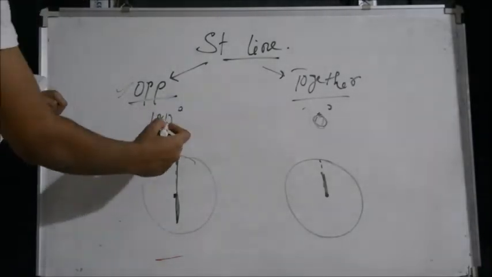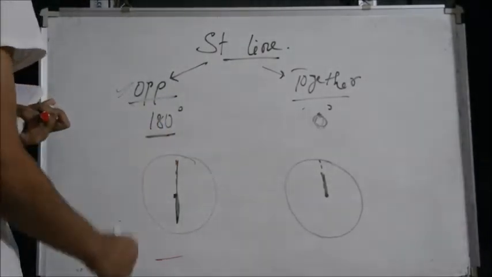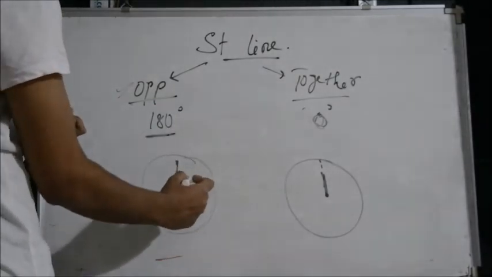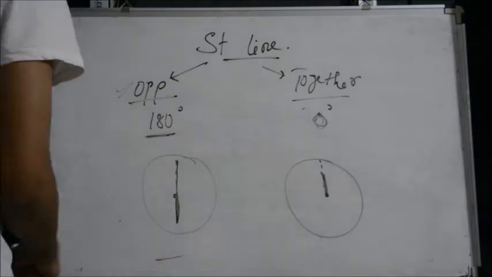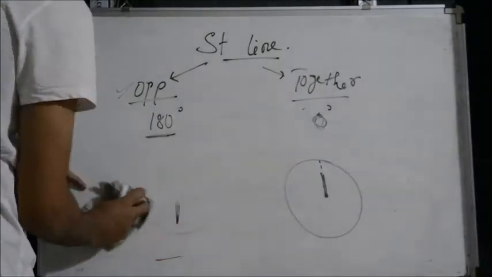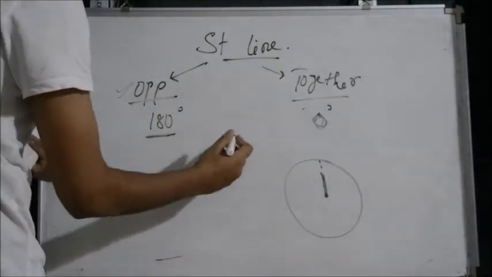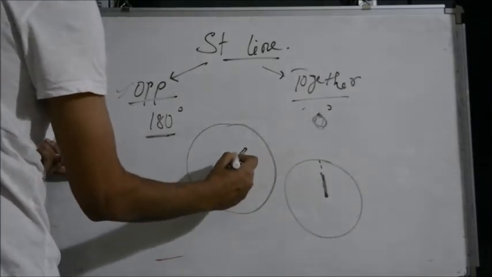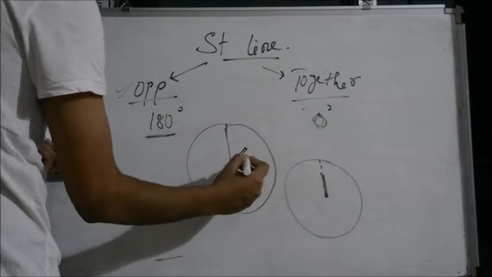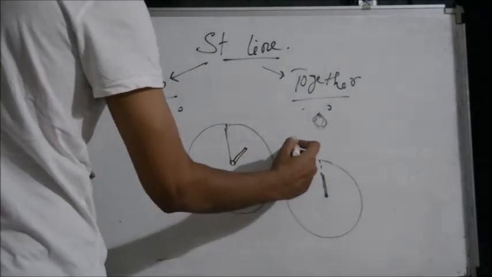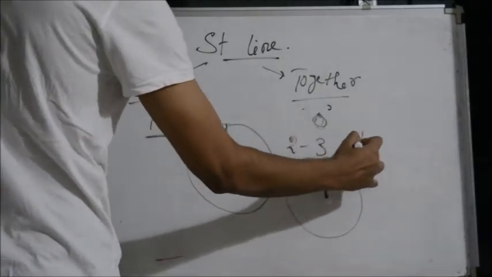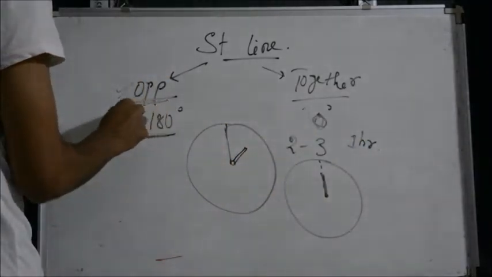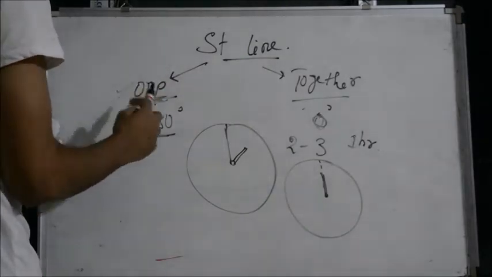Okay, now let's start with opposite, that is the 180 degree angle. When we see the clock, suppose let's start from 2 o'clock. Let's take an example of 2 o'clock to 3 o'clock. From 2 to 3 we have 1 hour. In 1 hour, how many times will we get exactly opposite angles?